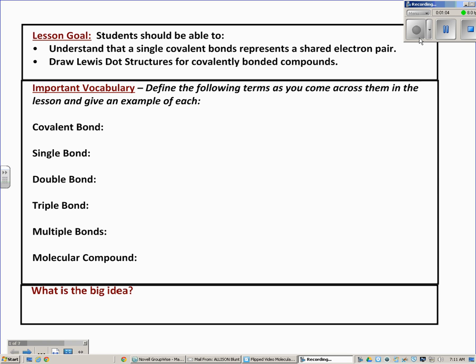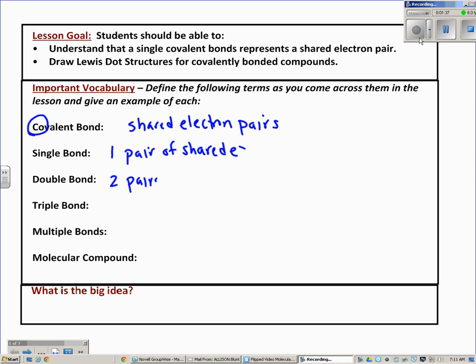A covalent bond, we just said, is a bond in which electron pairs are shared. So they're shared electron pairs. Don't forget about these prefixes. Co means together or with, to share, like cooperate. A single bond is one pair of shared electrons. A double bond is two pairs of shared electrons. A triple bond is three pairs of shared electrons.